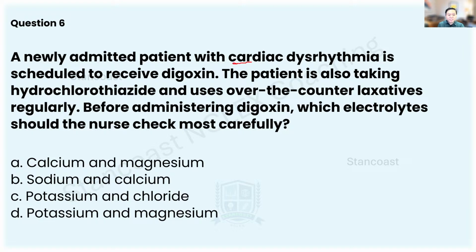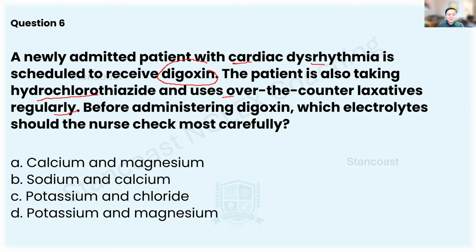Patient is admitted with cardiac dysrhythmia and now is scheduled to receive digoxin. However, they're also taking HCTZ, which is a diuretic. And also, they're using over-the-counter laxatives regularly. So before you administer the digoxin, which electrolytes should you pay attention to in checking? Would that be A? Would that be D? Would that be C or B? All right, very good. I'm seeing letter D's this time.